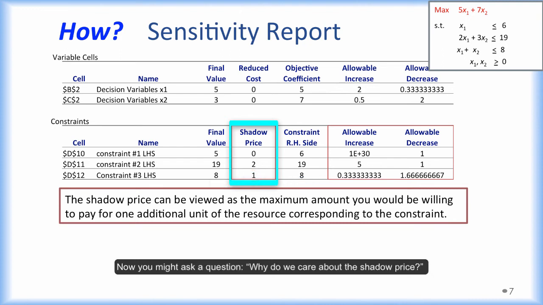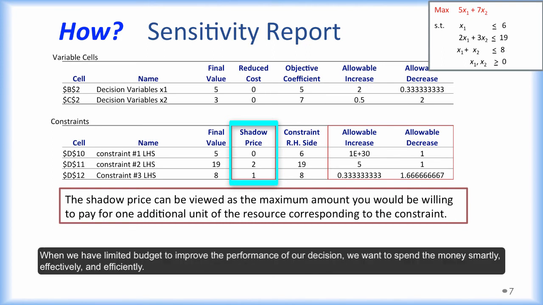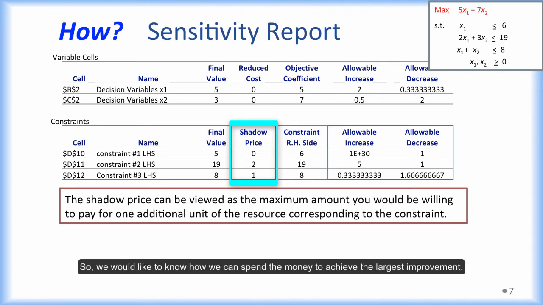So a natural question to ask at this point would be, why do we care about the shadow price? Think about the following scenario. When we have a limited budget to improve the performance of our decision, we want to spend the money smartly, efficiently, and effectively. So we would like to know how we can spend the money to achieve the largest improvement. In many linear programming problems, each constraint is a limitation for a type of resource. And shadow price can tell us how much improvement we can gain from adding each type of resource.